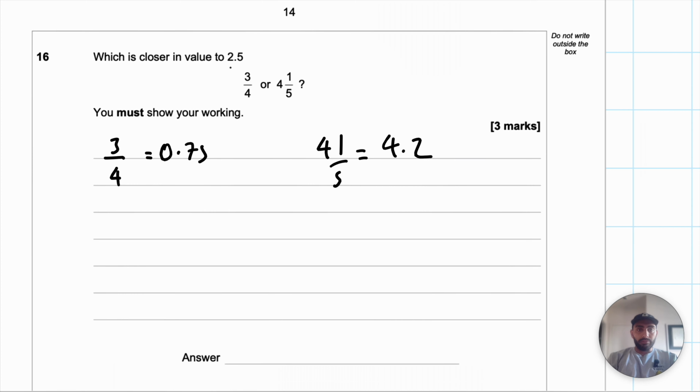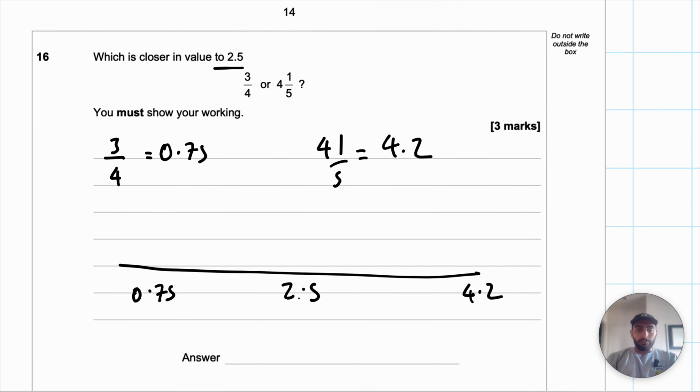Now all I need to do is figure out which one is closer. If I think about my number line, I've got 2.5 here, I've got 0.75 on this side, and I've got 4.2 on this side. So for me to get from there to there, I'm adding 1.7. 4.2 take away 2.5 is 1.7. And if I do 2.5 take away 0.75, that gives me plus 1.75. So the smaller of those two numbers is 1.7. And that's telling me that the 4.2 is closer to 2.5 than 0.75. So you could just write 1.7 is smaller than 1.75.